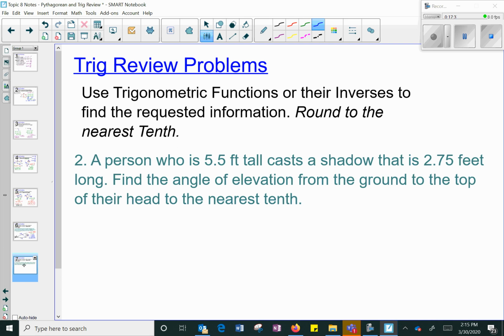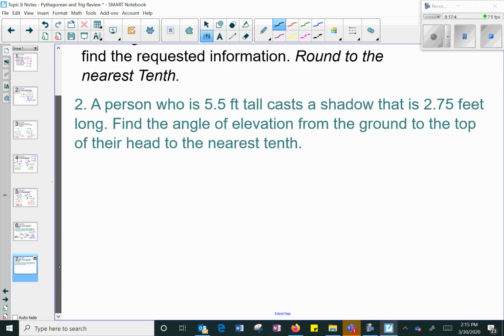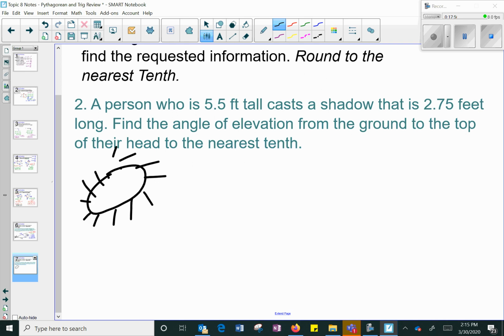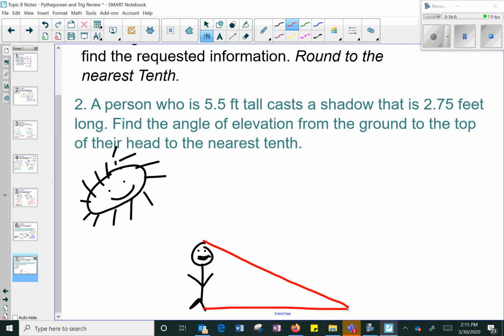Last question here. This time it says we have a person who is 5.5 feet tall casting a shadow that is 2.75 feet long. All right, well, if they're casting a shadow, we must have the good old Mr. Sun. Sun, Mr. Golden Sun, please shine down on me. Woo! So we have the sun shining down here. We're casting a shadow onto the ground. All right, here's our angle. And that is the angle that we are going to find. So we're going to call that theta.